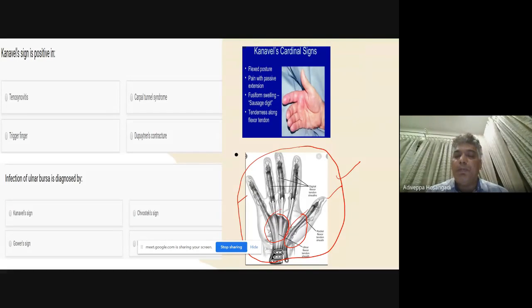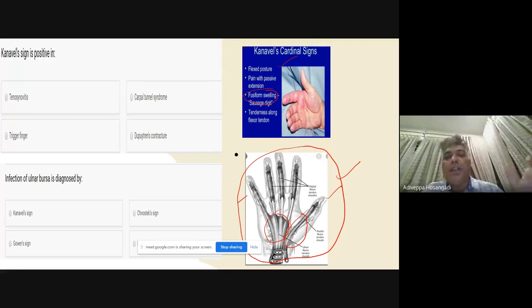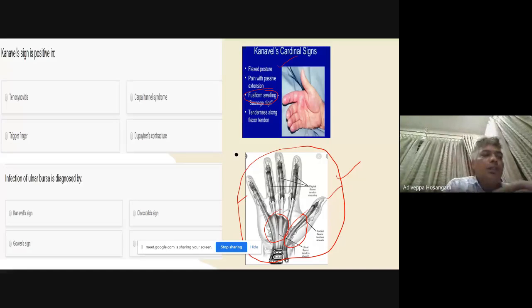Whenever the patient comes with pain in a particular finger with no history of trauma, you will have swelling of that digit. It is generally sausage shaped, or banana shaped to make it more simple. So you will have tenderness at the flexor tendon, pain in passive extension, and the patient keeps the finger in an always flexed posture. These are Kanavel's cardinal signs of tenosynovitis of flexor tendon. Please remember this. So the Kanavel sign is positive in tenosynovitis.